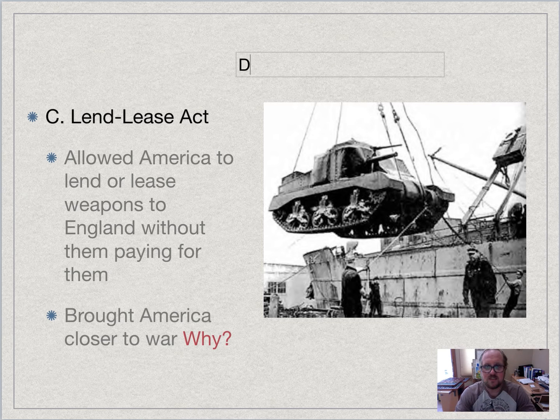Okay, so what I want you to put down is destroyers for bases deal. And what that was, America was going to basically give England destroyers. Destroyers were ships that were smaller than battleships, and they were great for hunting down submarines and protecting convoys. These destroyers were going to be given to England in exchange for British naval bases and bases around the world. So we were going to give U.S. destroyers in exchange for British naval bases.